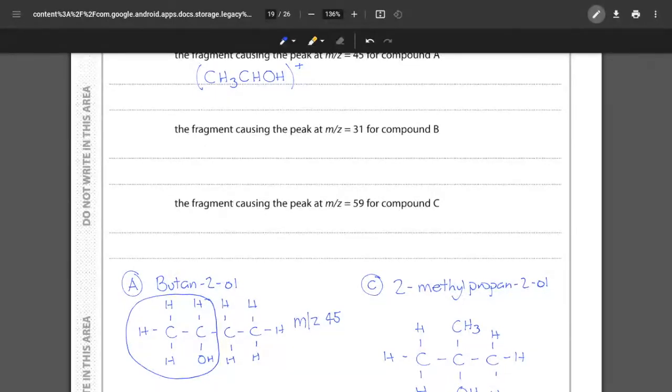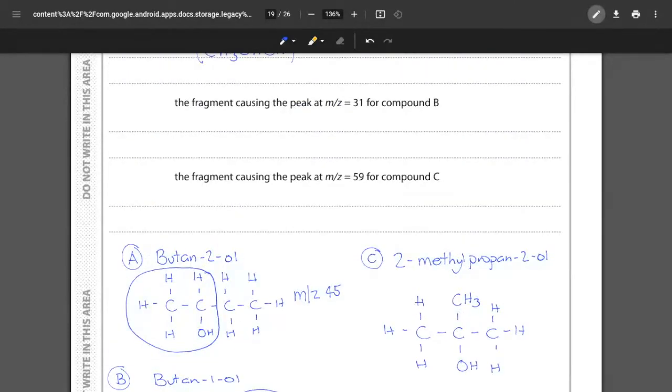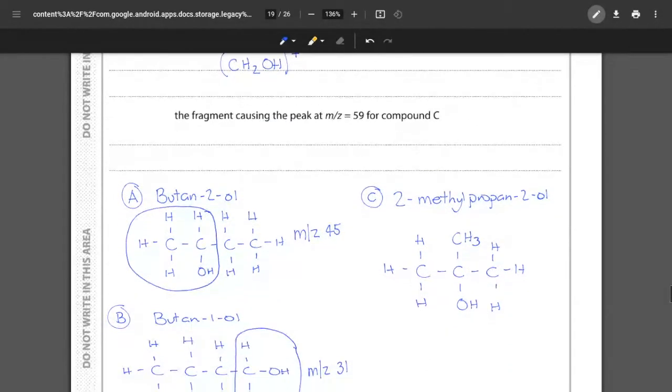For compound B, we have a fragment that is a mass to charge ratio of 31. So we do the same thing and we look, where could we possibly get 31? And the only place is by breaking the bond between carbon number 1 and carbon number 2, and that gives you the 12 of carbon, the 16 of the oxygen, and the 3 hydrogens, and that gives you a mass to charge ratio of 31. And again, when we write this out, we've got our CH2OH fragment, and we put in brackets with a positive charge. And for compound C, the mass to charge ratio is 59.